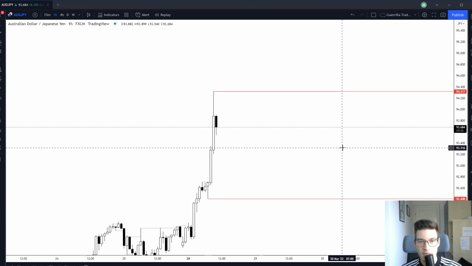On the US dollar pairs, it's not really doing anything, so very range bound. Let's see if we will get some moves today or tomorrow, but I'm expecting some real moves on Wednesday.